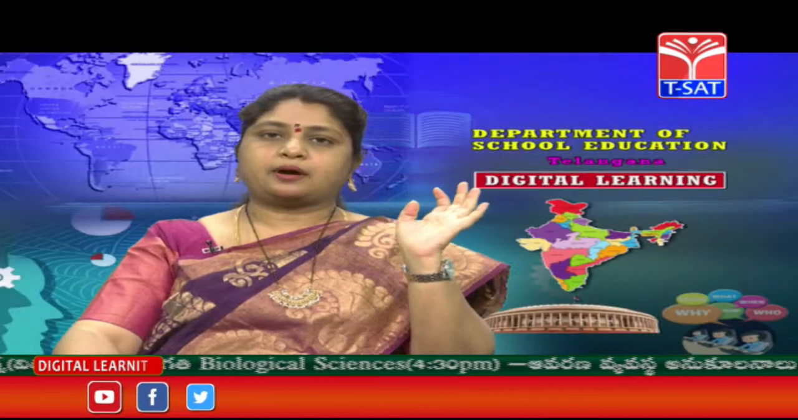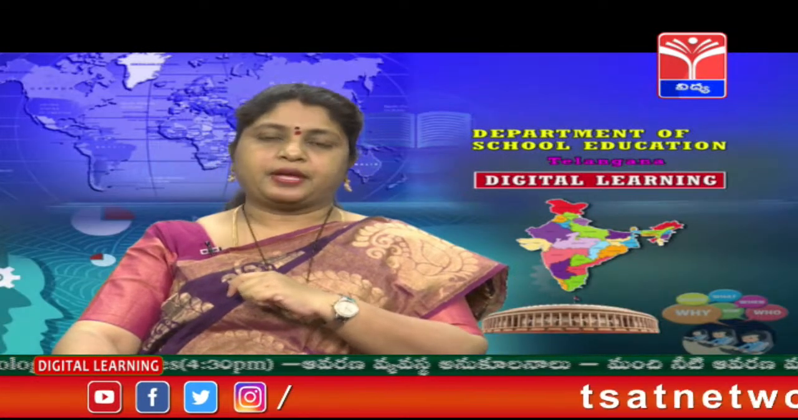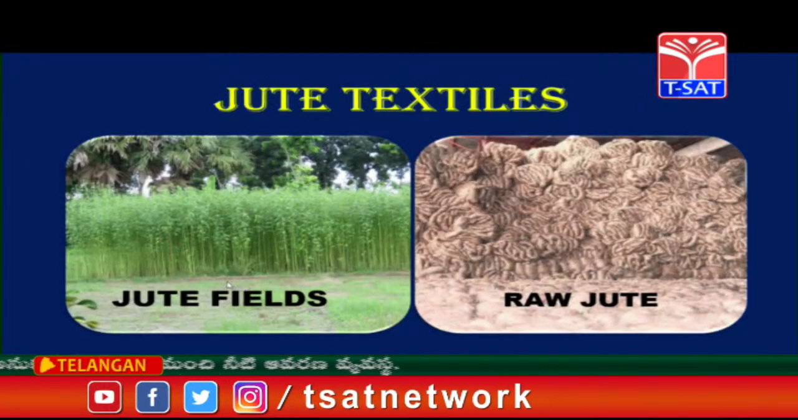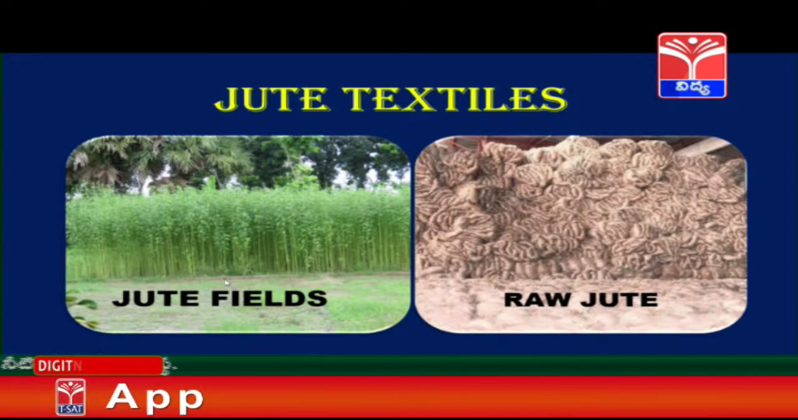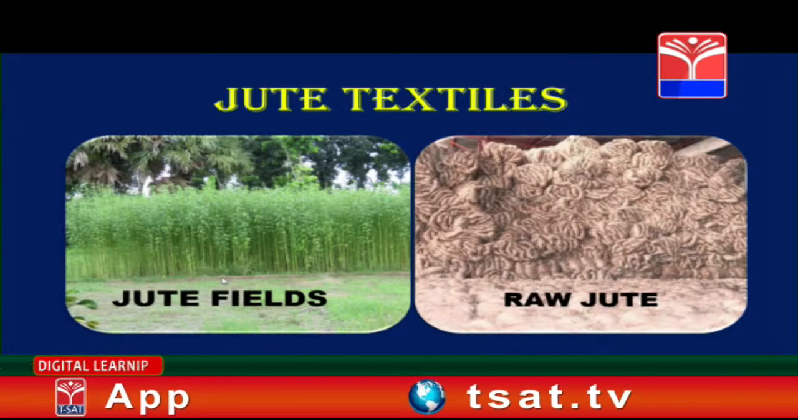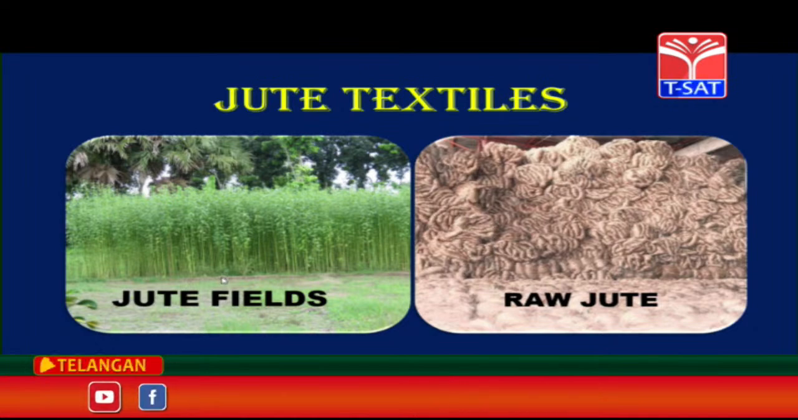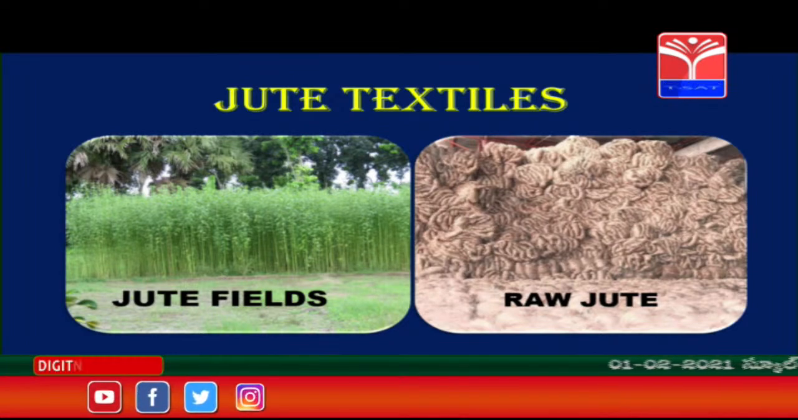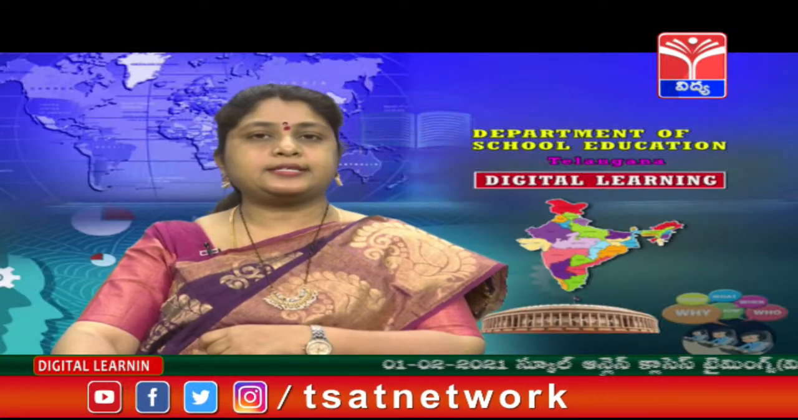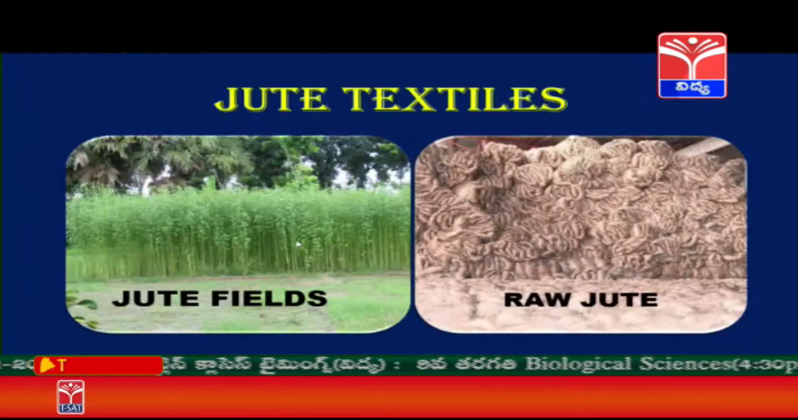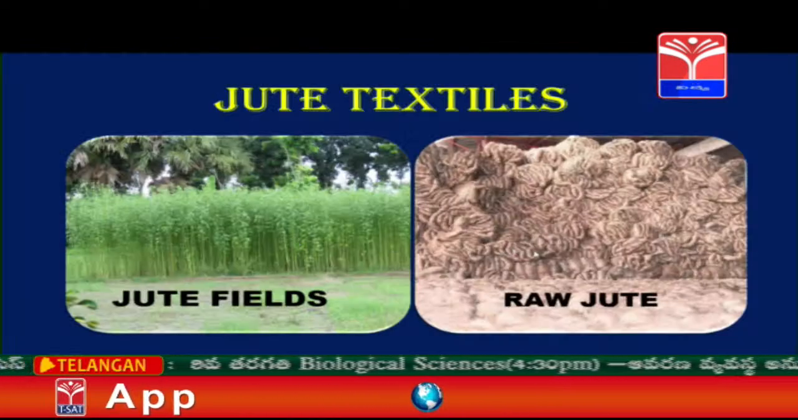So, that was about cotton textile industry. Now, let us move on to the jute textiles. So, jute, it is very famous in today's world, and jute is a biodegradable material. It is environment friendly. Jute is known as golden fiber and it is also a commercial crop which increases the income of the country. So, you can see here jute fields and this is raw jute.